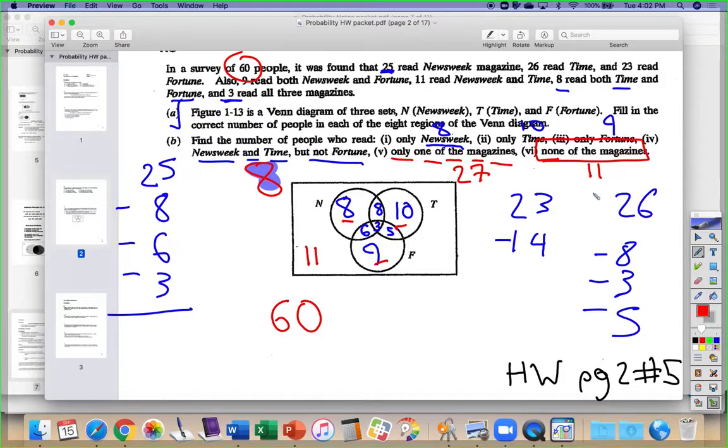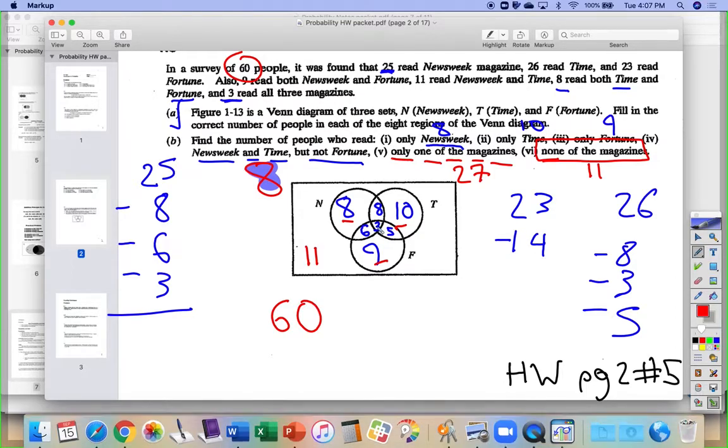This was our little insight into Venn diagrams. Again, moral of the story is, please only count someone once and work your way from inside out, and we're going to practice these next class.